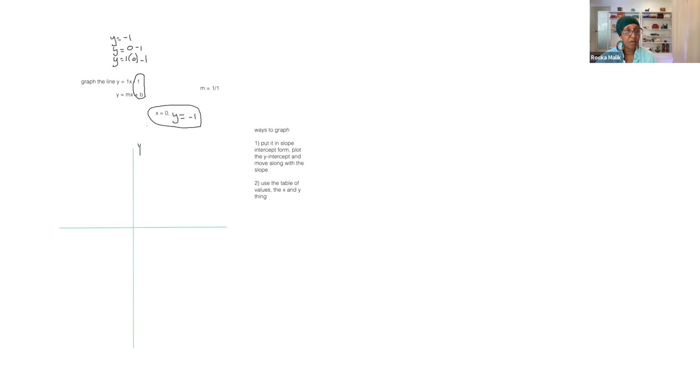It's the point where, when x is 0, my line meets the y-axis. So that's one point on there, one point that is definitely on this line. And my slope is 1 over 1. So I'm going to move, remember the slope is y2 minus y1.